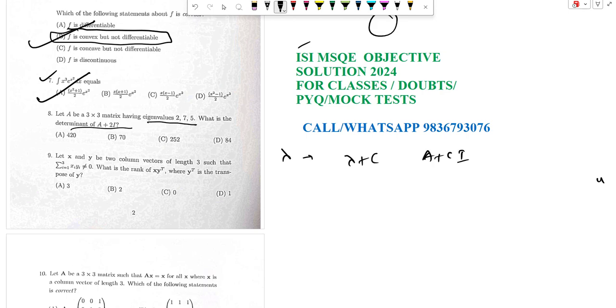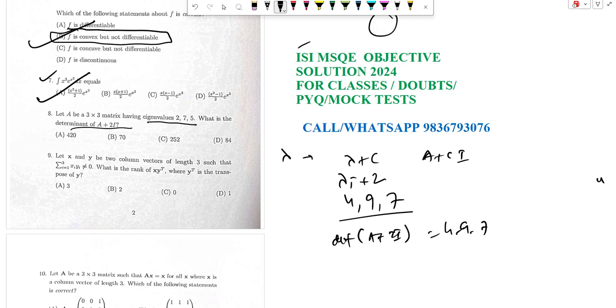Okay, so here the eigenvalues are 2, 7, 5, so we add 2 to each, so the new eigenvalue becomes lambda plus 2, for i equal to 1, 2, 3. So the new eigenvalues are 2 plus 2 is 4, 7 plus 2 is 9, 5 plus 2 is 7. So the determinant of A plus 2I is the product of the eigenvalues. 4 nines are 36, into 9, 360.